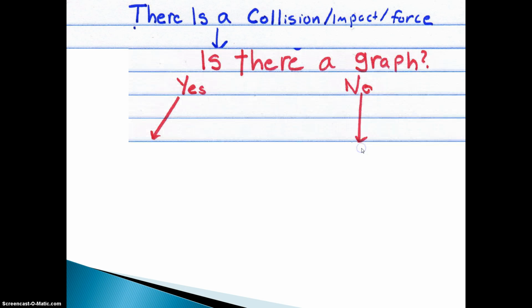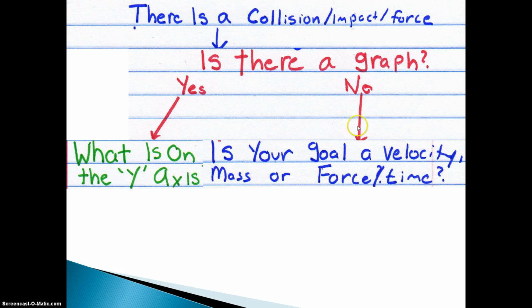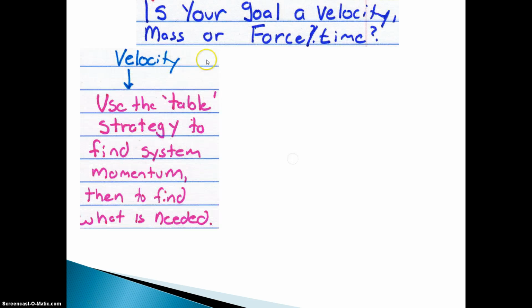So now we'll go back to this question. We're here again. Is there a graph? On the left-hand side, you have this. On the right-hand side, however, underneath the word it says no. You're going to write, is your goal velocity, mass, or force time? Again, need more room. If your goal is to find a velocity, we're going to use the table strategy like I taught you in class to find the system momentum and then use that to find what you need.